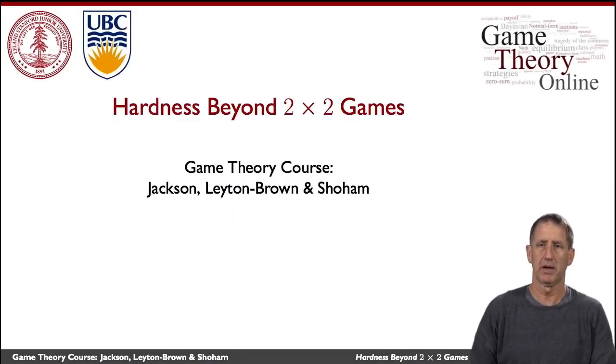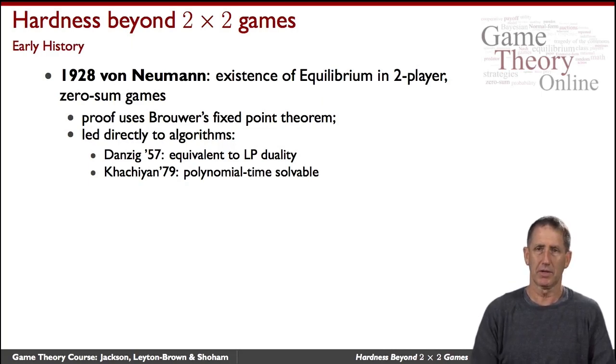So let's speak a little bit about how hard is it to compute a Nash equilibrium in a normal form game. So let's start with a little history. John von Neumann, one of the founders of modern game theory, when he investigated zero-sum games, he proved the existence of equilibrium there, and he used what's known as the Brouwer fixed point theorem for that. And that led directly to algorithms for computing fixed points in such linear programs.